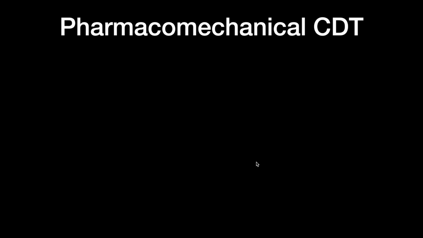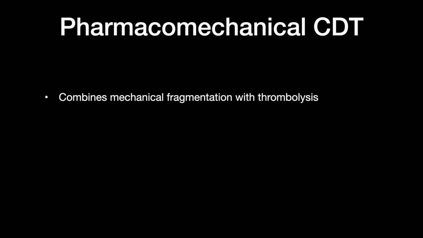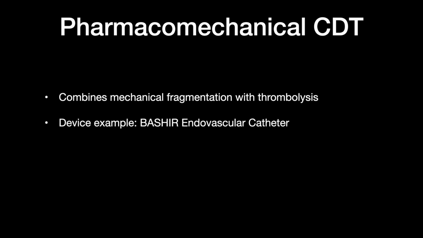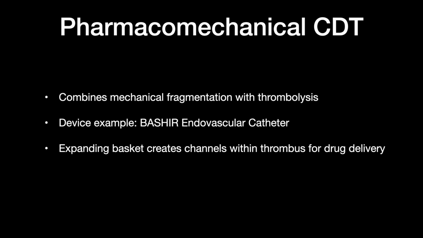So next is the pharmacomechanical CDT. It combines mechanical fragmentation with thrombolysis. The device is the Bashir endovascular catheter. It's an expanding basket which creates channels within the thrombus for the drug's delivery, and it may enhance the thrombolytic activity. So now we look at the studies that have been done using these various techniques.